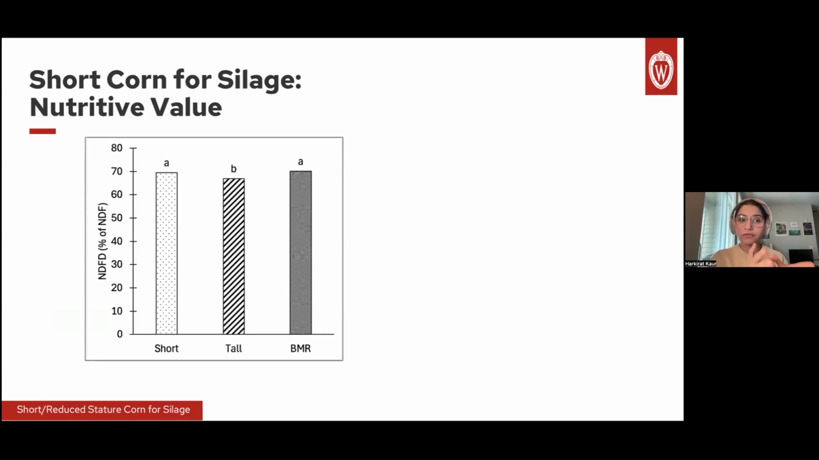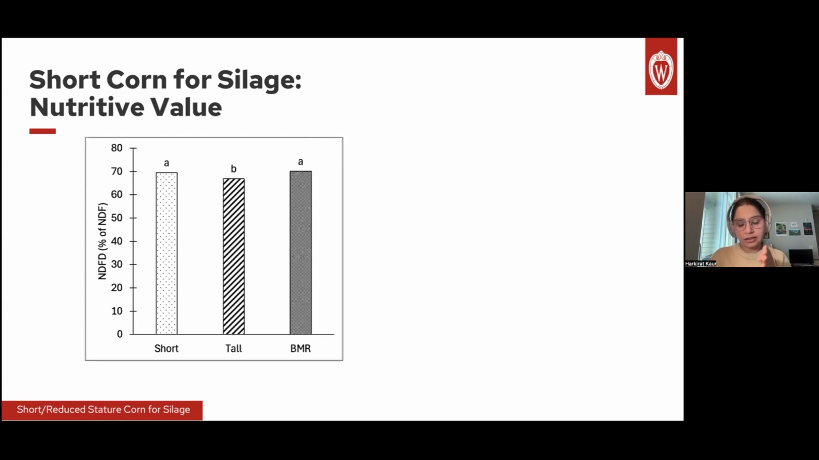So that's actually one of the goals of this kind of research or hybrid testing that we are doing, where we identify the hybrids which are on the lower end of the spectrum, and then we eliminate them going forward so that we do have the hybrids selected which have desirable characteristics going forward.